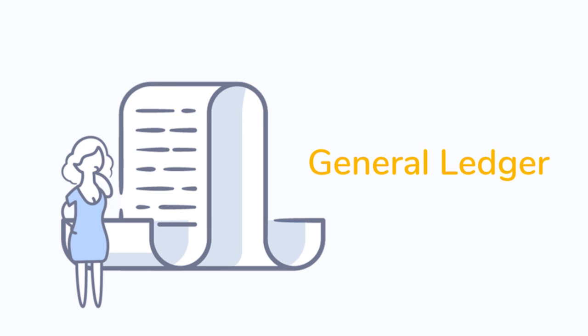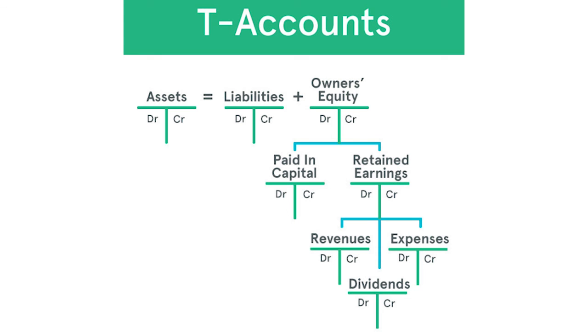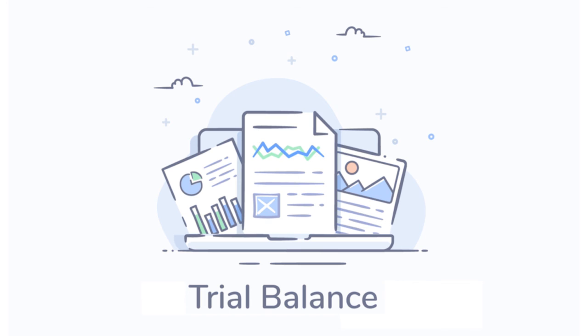The general ledger is a document in which companies' journal entries are recorded. A T account shows the activity in a particular account over a given period. And a trial balance shows the balance in each account at a given point in time. The purpose of a trial balance is to check that total debits equal total credits.